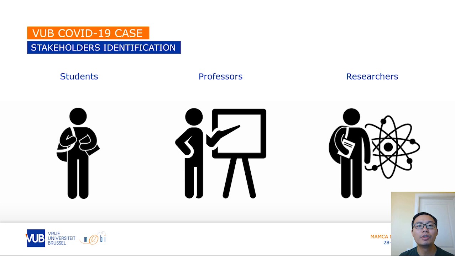There are different stakeholders, of which only students, professors, and researchers were taken into account since they are the main actors. Other stakeholder groups were not directly affected by the different policies, or it was not possible to determine the valid criteria for such groups, such as the staff of the university or the families.